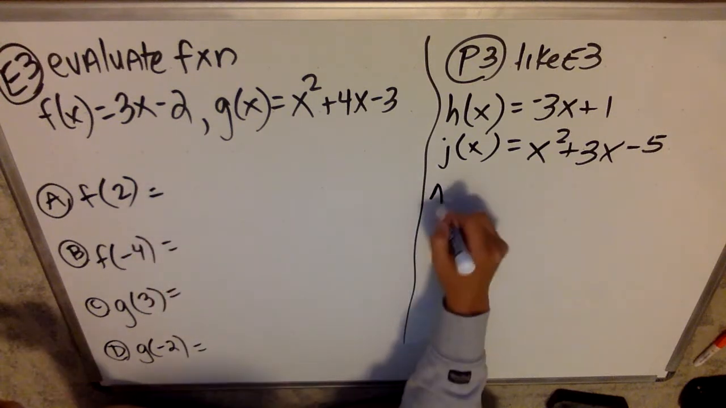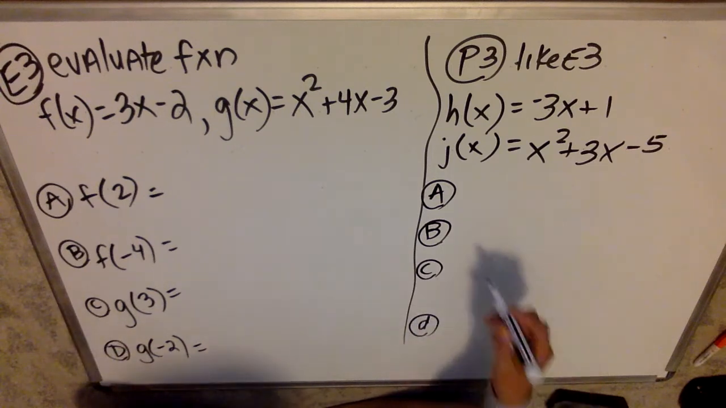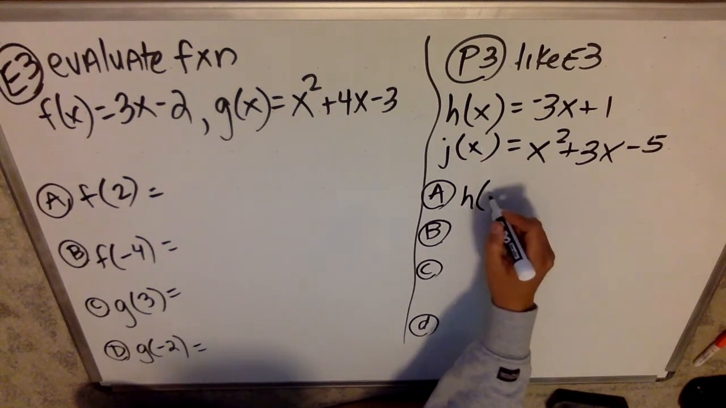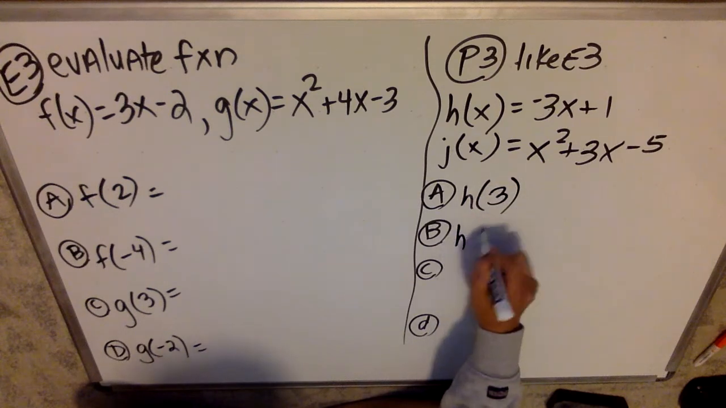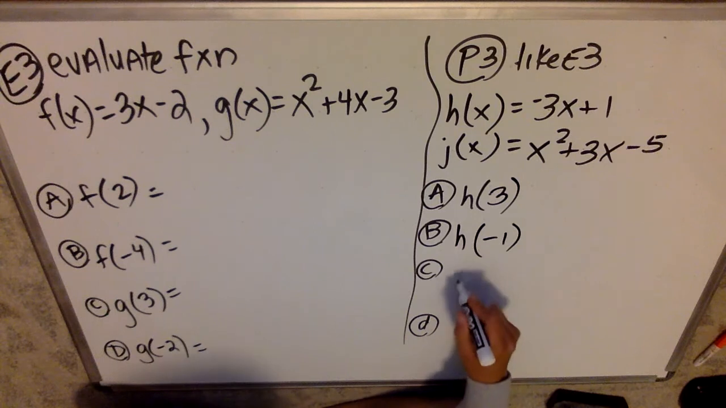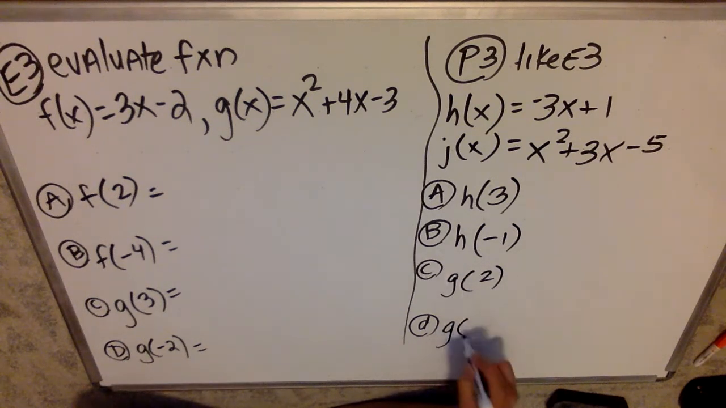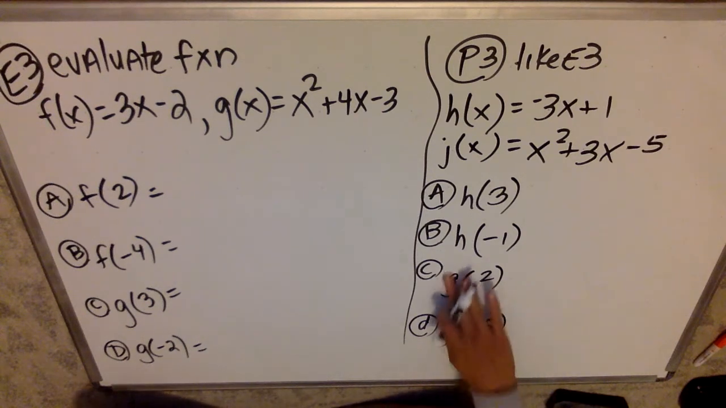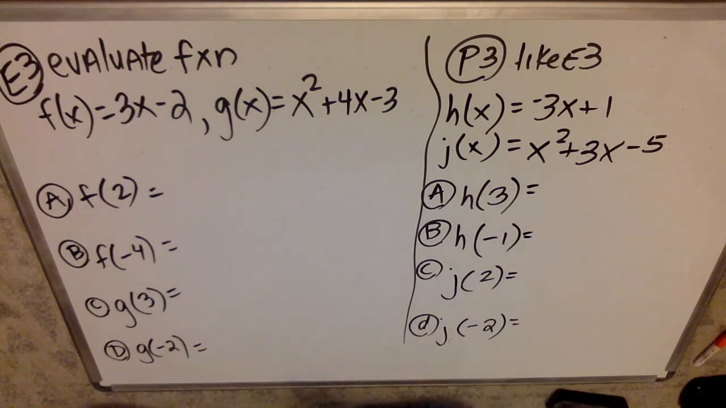And then on this side, with my h and my j, let's do h of 3, and let's do h of negative 1, and let's do j of 2, and j of negative 2. Sorry, they're not g's. They're j's. My bad, team. All right. Cool. Okay. So, anywho, here we are.